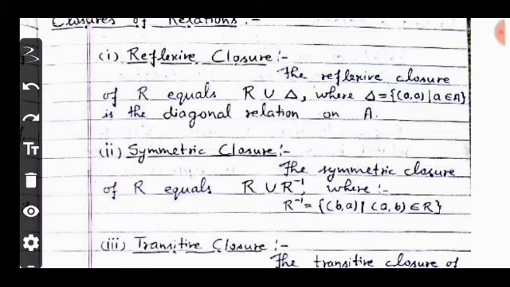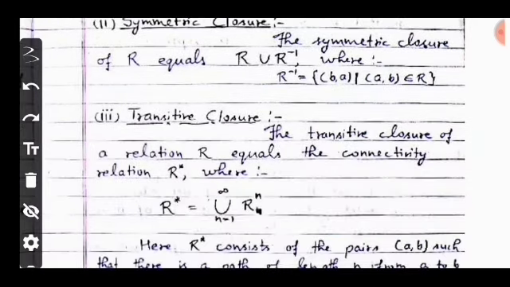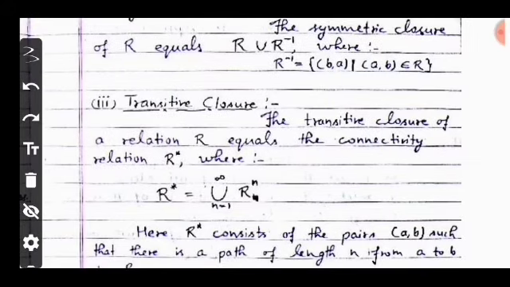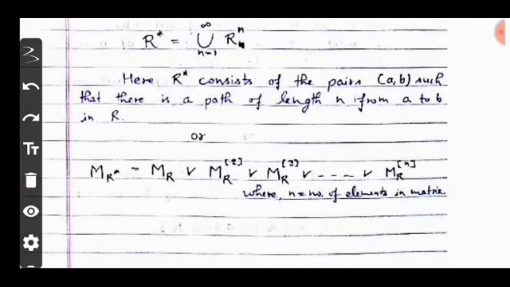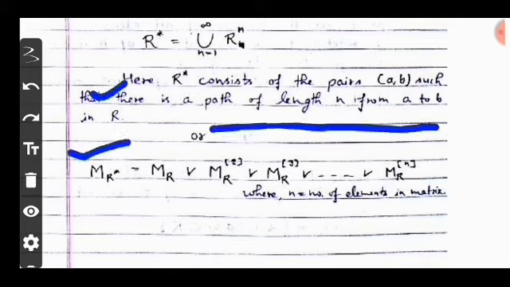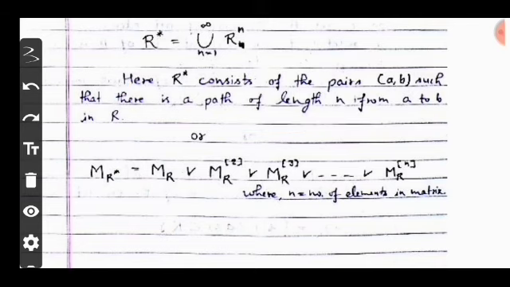And the second one is symmetric. It is represented like R union R inverse, where R inverse is (b, a) such that (a, b) belongs to R. And the transitive property is represented by the connectivity relation R star. The connectivity relation R star consists of the ordered pairs (a, b) such that there is a path of length n from a to b in R, or we say that M_R star is equal to M_R join M_R^2 join M_R^3 and so on, n times, where n is the number of elements in the matrix.